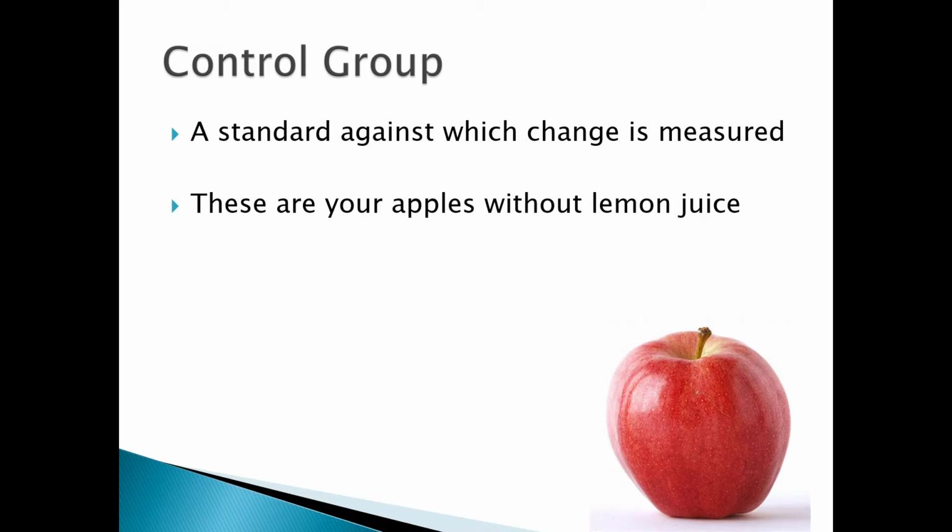So your control group is the standard against which change is measured. Your normal, typical situation. You are not going to put lemon juice on the apple. So you're going to cut up these apples. You're going to have 2 apples, and you're going to have one that you don't put lemon juice on. You're going to have one that you do put lemon juice on. So your control group is the one you don't. You leave it alone. You want to see what happens if you don't experiment on it.